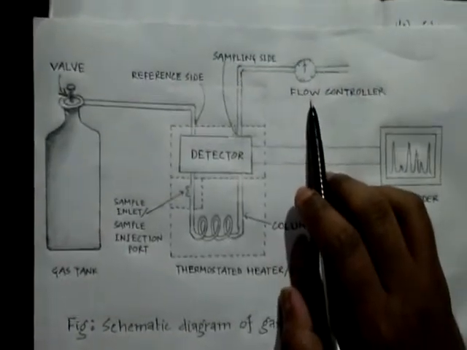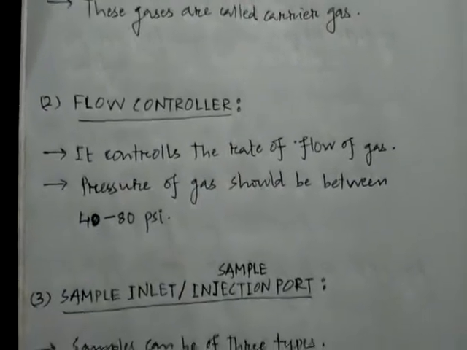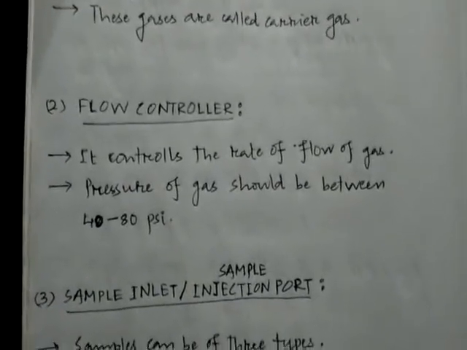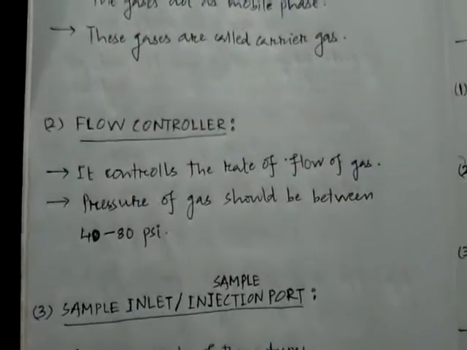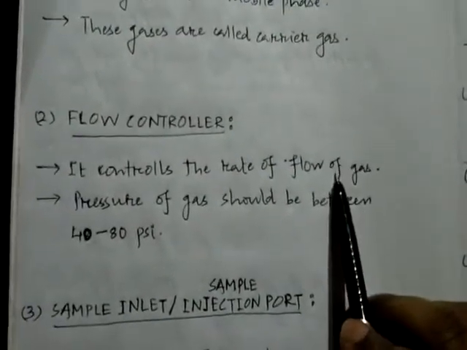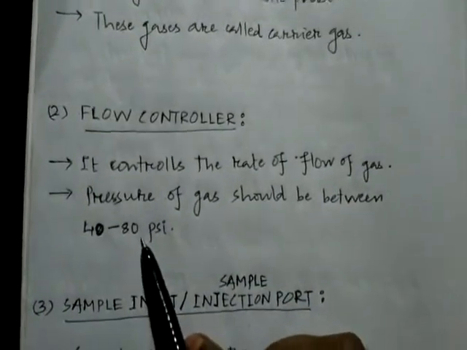The next component is the flow controller. At the top there is a valve. When we open it, gas starts to flow through the pipe. The flow controller is used to control the rate of flow of gas. The pressure of gas should be between 40 to 80 psi.